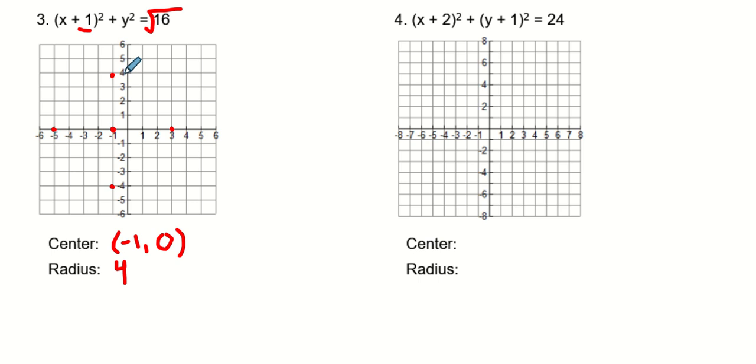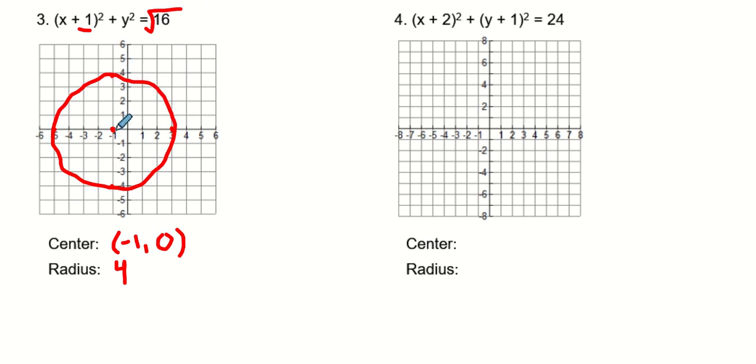Now, I'm going to go ahead and warn you, this is not going to be a good circle because I'm trying to do this with a mouse pad on my computer. So actually, it's better than I thought it was going to be. All right, so there's my circle.